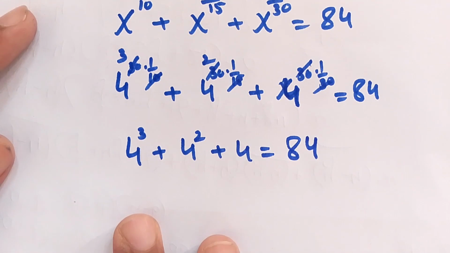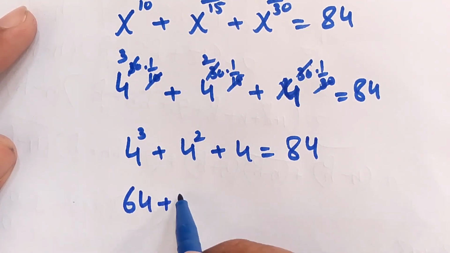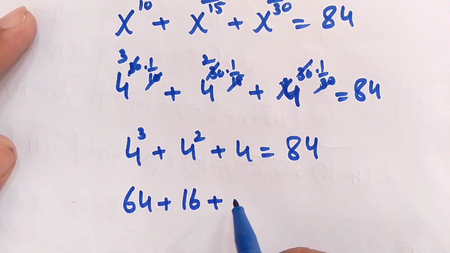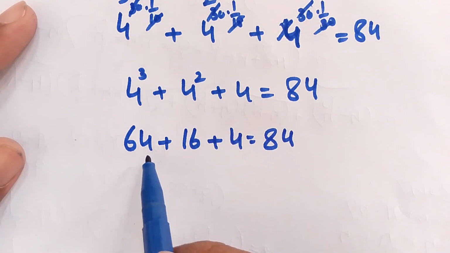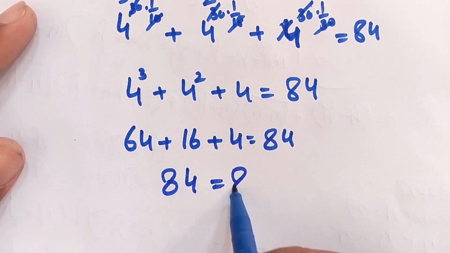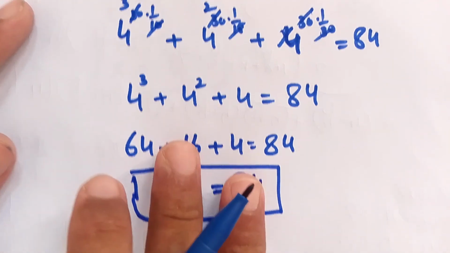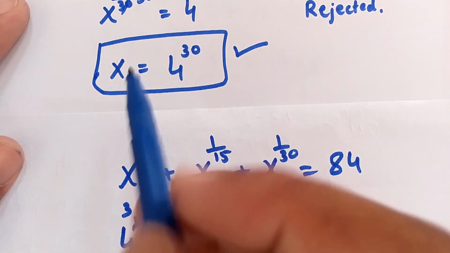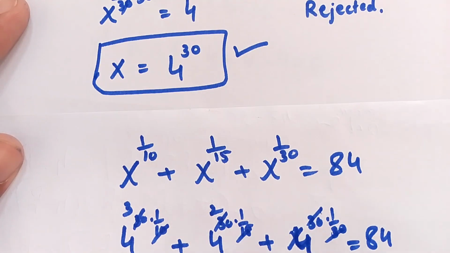Now 4^3 is equal to 64, plus 4^2 is equal to 16, plus this 4 is equal to 84. Now 64 + 16 + 4 is equal to 84, which is equal to 84. This shows that the left hand side and the right hand side are equal. So the value of x, which is 4^30, is the correct answer of this interesting question.